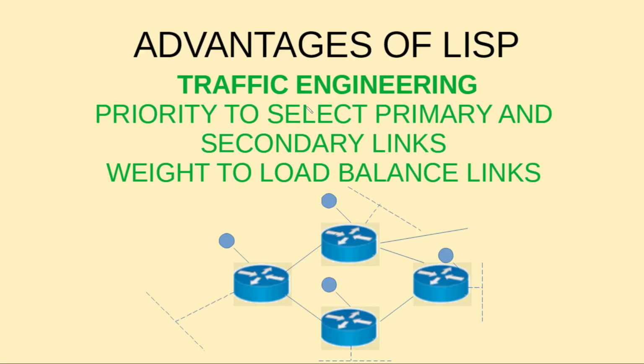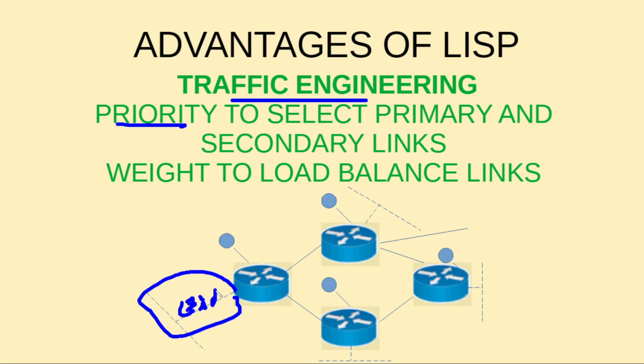Let's talk about the next advantage of LISP, which is traffic engineering. LISP provides two parameters in order to perform traffic engineering: priority and weight. Let's illustrate them using an example. Let's say that we have this endpoint ID here that is connected to the LISP domain through this router. Notice that this router has two wide area network interfaces. We can configure these wide area network interfaces with a priority. The one that has the higher priority will become the primary interface, and the other will become the secondary interface. All the traffic will get moved through the primary interface in this example.